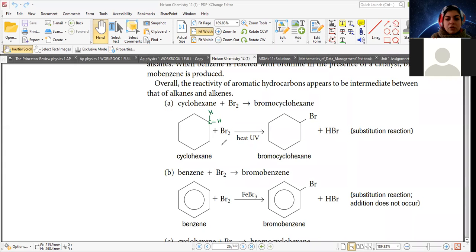Okay, and Br2 is 2 Br attached to each other, right? Br attached to Br. What's happening is a substitution. One of the Br exchanges its position with hydrogen. So these two will exchange. This comes here and this is coming here. So that's why you have a Br attached here. And this will become what? HBr.